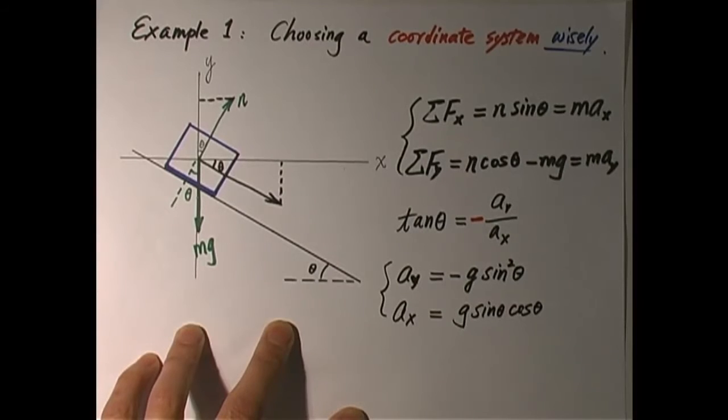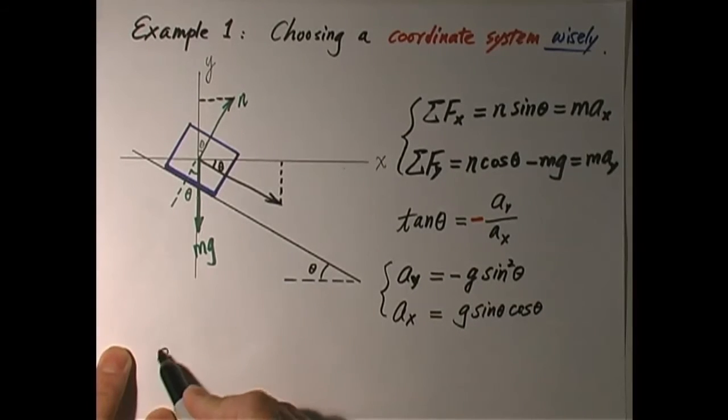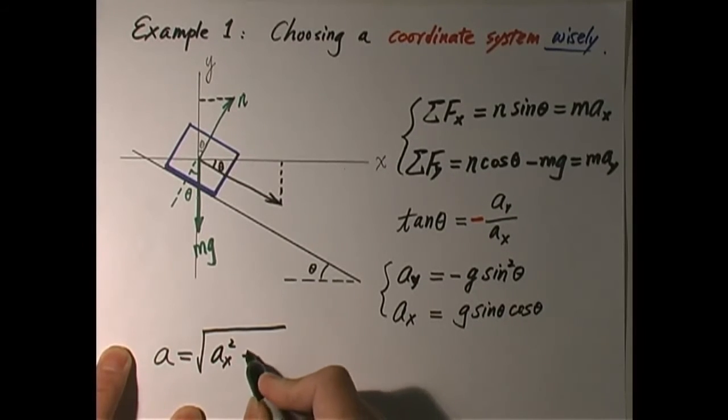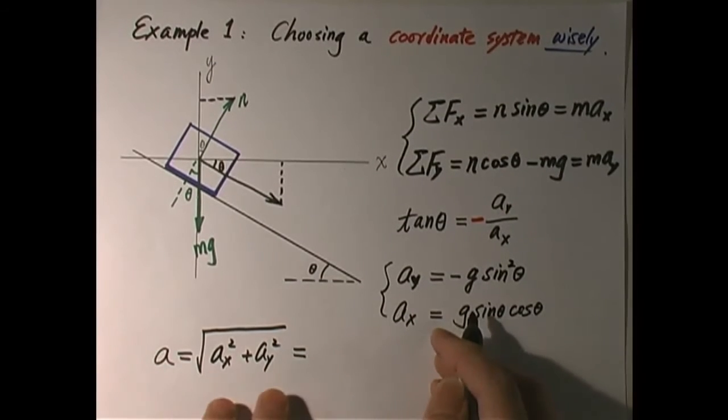Okay, once you have a sub x and a sub y, you can then go ahead and find a, the magnitude of the acceleration. What is the magnitude of the acceleration? A equals the square root of a sub x squared and a sub y squared. Okay, let's work out the algebra together.